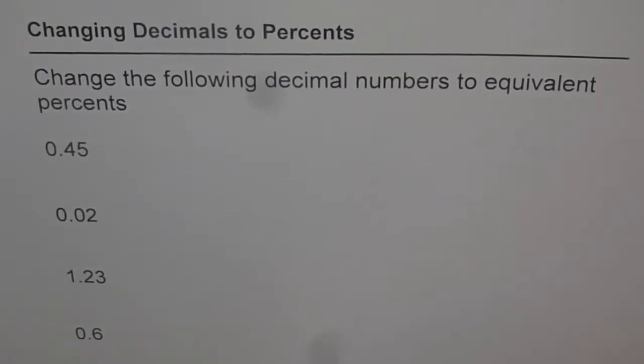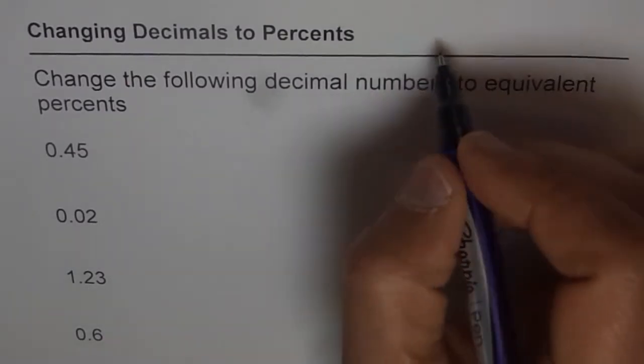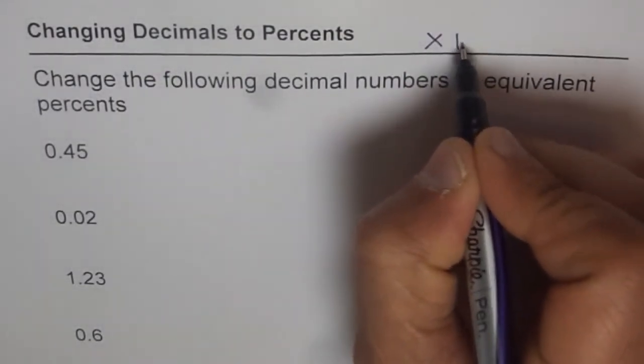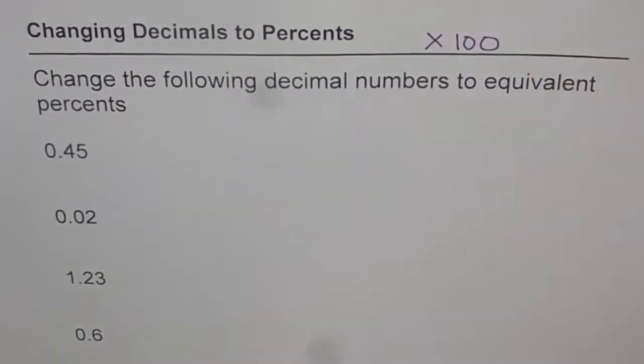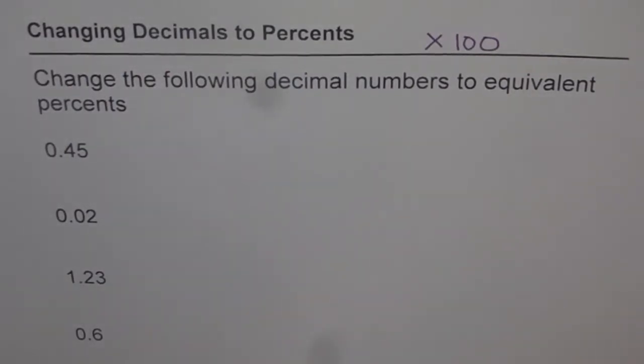Changing decimals to percent should be very simple, and I'll tell you a very simple rule. To change decimals to percent, what you need to do is times it by 100. So times it by 100 to get percent, right? Since you know percent is out of 100, whenever you want to convert decimals to percent, just times by 100.